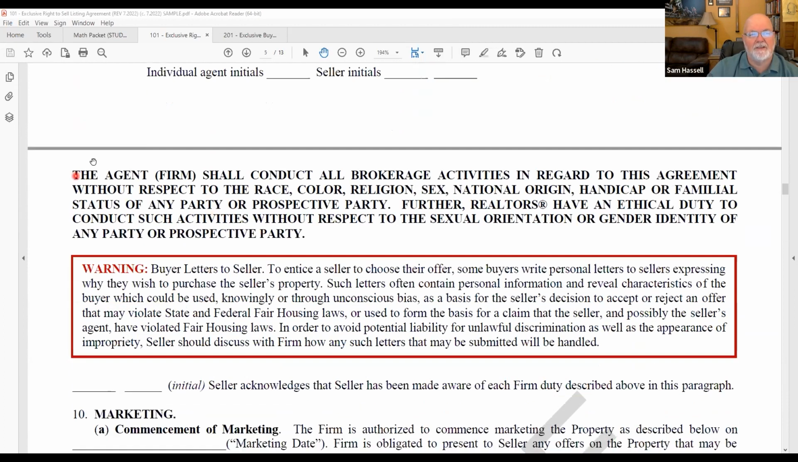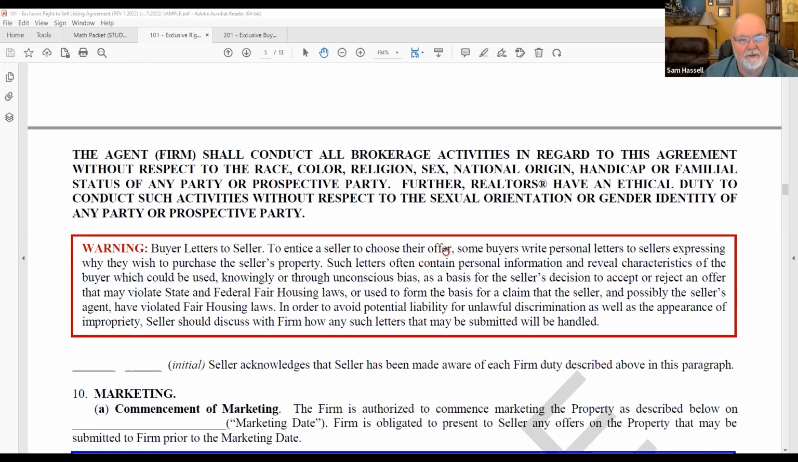This is our anti-discrimination language, in bold. The agent firm shall conduct all brokerage activities in regard to this agreement without respect to the race, color, religion, sex, national origin, handicap, or familial status of any party or prospective party. Further, realtors have the ethical duty to conduct such activities without respect to the sexual orientation or gender identity of any party or prospective party. That all falls under the sex umbrella now, but it is there in addition.